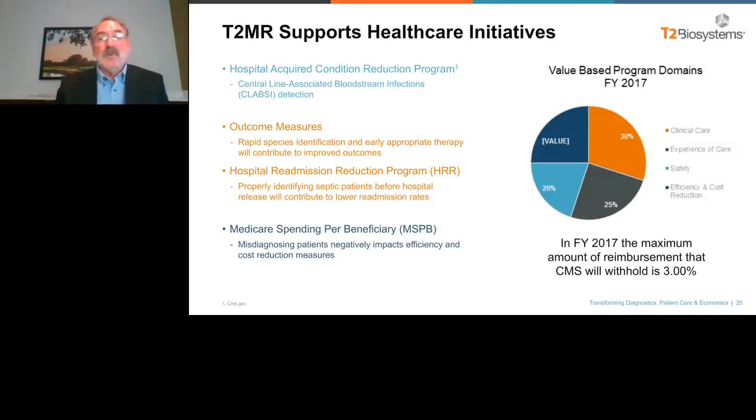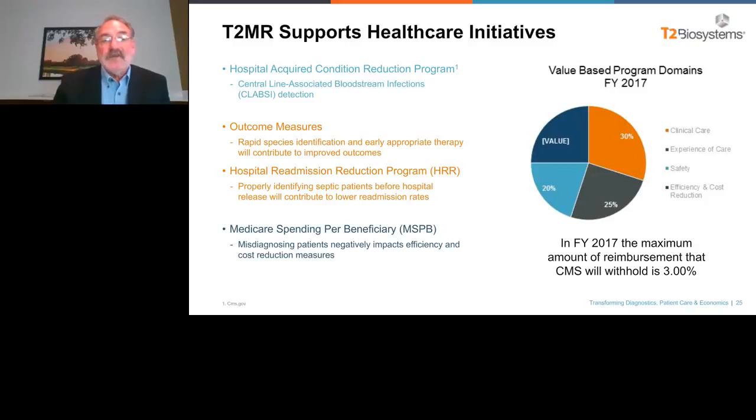Importantly, T2MR supports healthcare initiatives that are posed by CMS. So we have in blue, both on the left-hand side of the slide as well as in the pie chart, hospital-acquired condition reduction programs, specifically central line-associated bloodstream infections. We have data where T2 has been used to help manage these infections, both to detect them or to discount the central line as being the source of infection. We have outcome measures, rapid species identification and early appropriate therapy that contribute to improved outcomes.